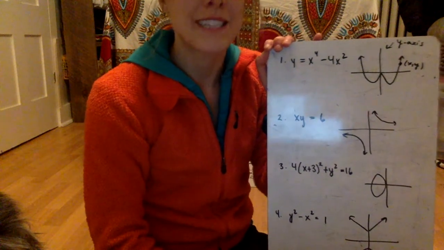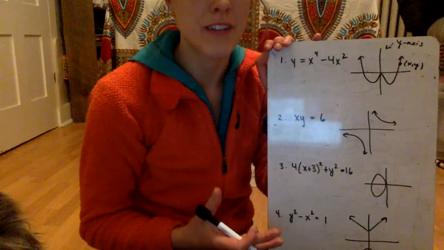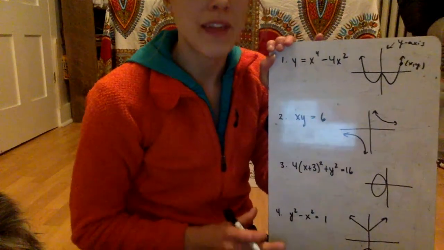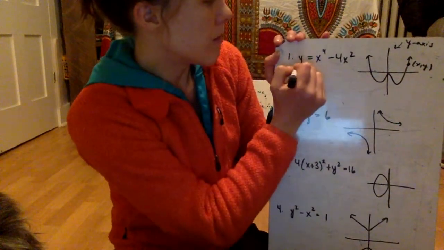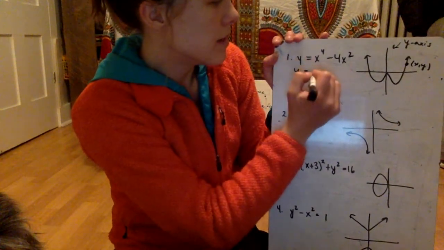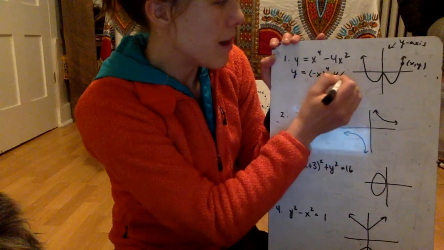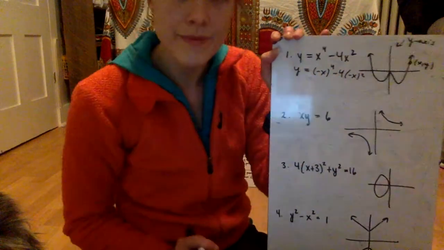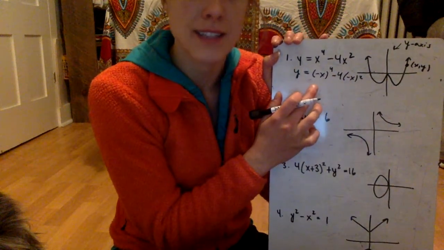So in order to test this, we have to plug in negative x for our original x. So what that looks like is I'm going to sub it in, and I'm going to write y equals negative x to the 4th minus 4 negative x squared. So that's what that looks like. I subbed in negative x for x.